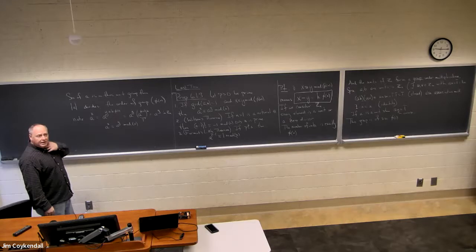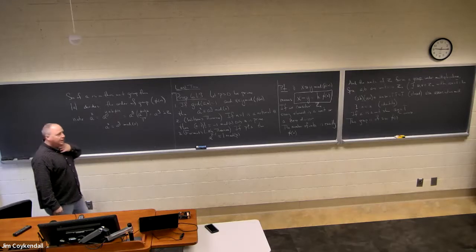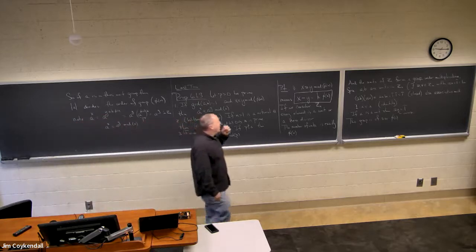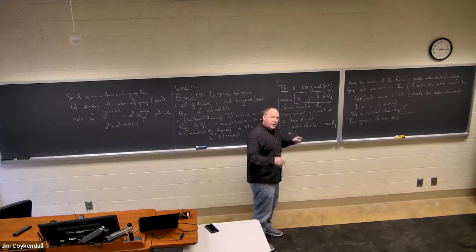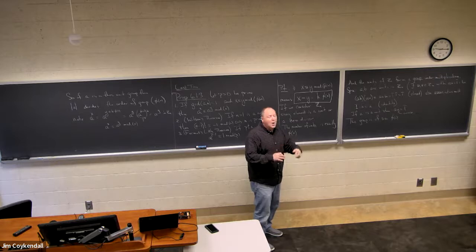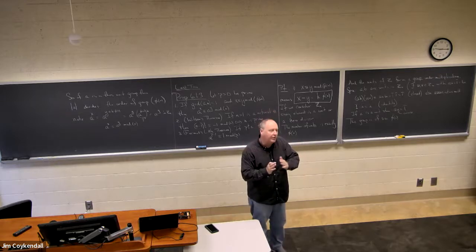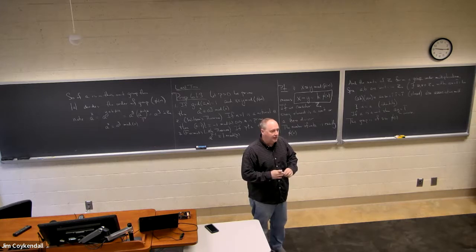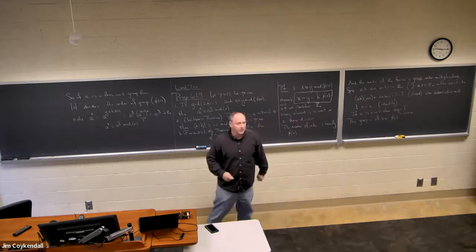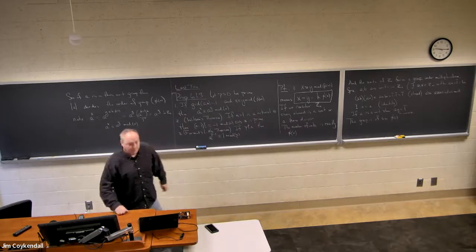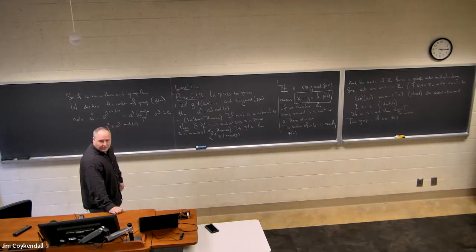Could you please explain again why the number of units is exactly phi of n? Because what phi n counts is everything between 1 and n, or the same thing, everything between 0 and n minus 1, that is relatively prime to n. And those are exactly what the units are. Other questions?